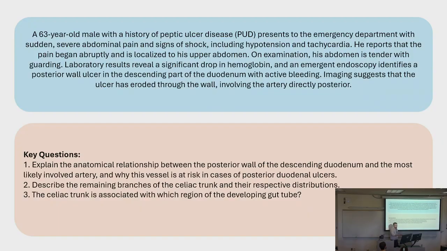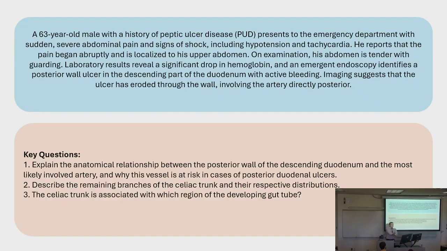So severe abdominal pain, signs of shock, hypotension, tachycardia, so his heart rate is high. The report said the pain began abruptly and is localized to his upper abdomen. On exam, his abdomen is tender with guarding. So guarding means that he's covering it, he doesn't want you to touch it. Okay, that's a sign of very severe abdominal inflammation.